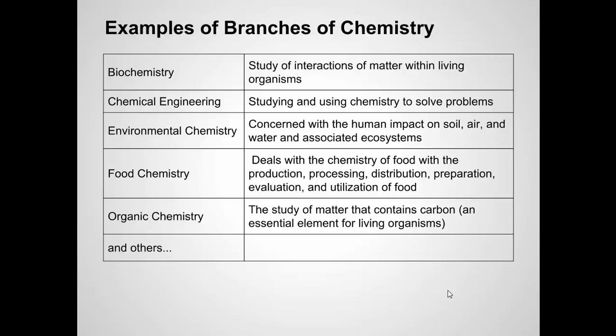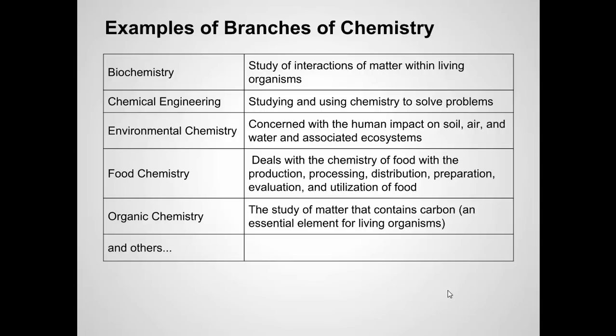So some examples of the branches of chemistry. There's biochemistry, which is the study of interactions of matter within living organisms. There's chemical engineering, which is when they study and use chemistry to solve problems. There's environmental chemistry, which is concerned with how we impact soil, air, and water, and associated ecosystems based on the things we do. So by cutting down trees, what happens? By having a power plant in a certain location, how does that impact things?